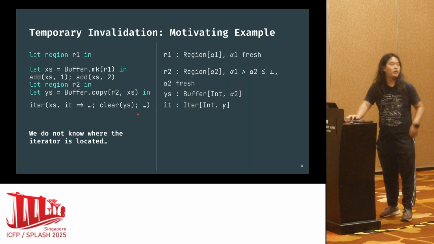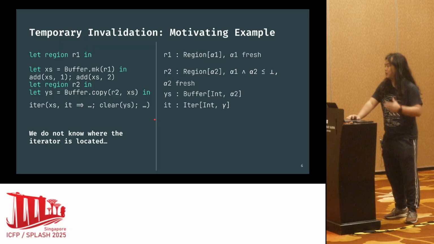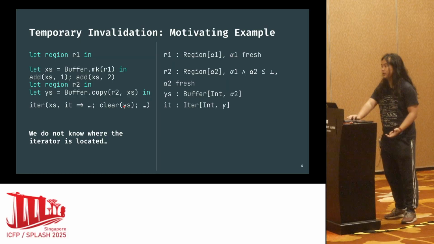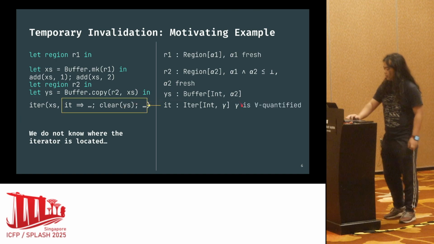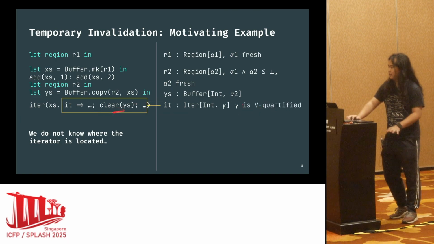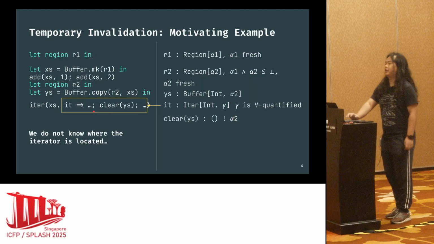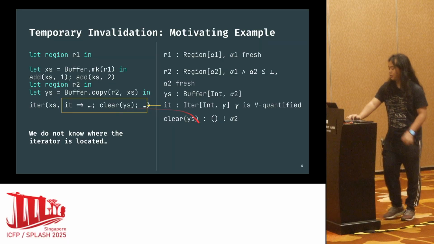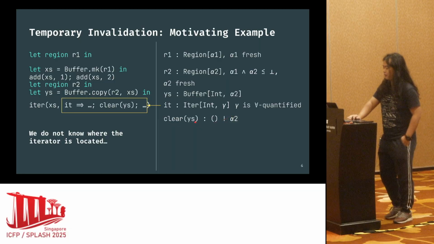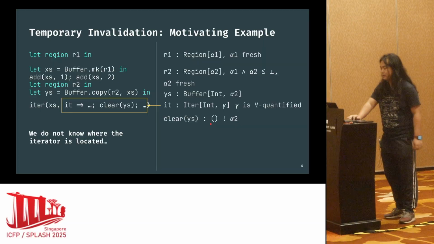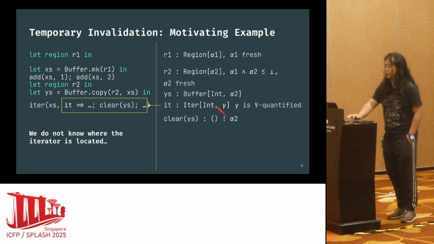However, we do not know where this iterator is allocated, because it is allocated by the iter function, and from the perspective of users, we do not know. So this lambda function must have the ability to handle iterators from arbitrary regions. So this gamma must be for all quantified in this scope. And finally, if we have operations on a region, we will also use the abstract variable for the effects. For example, the clear of ys returns nothing, so the type is unit, and it has effect alpha2 because we are manipulating region R2.